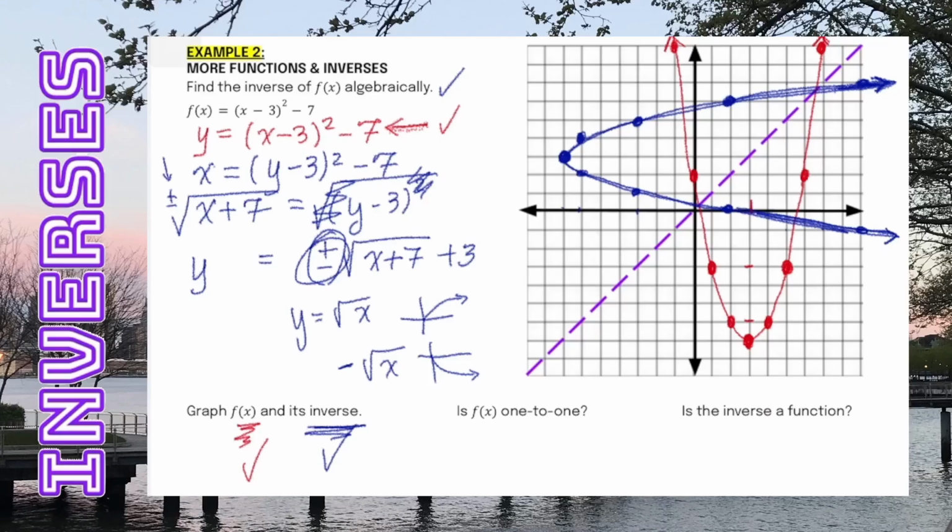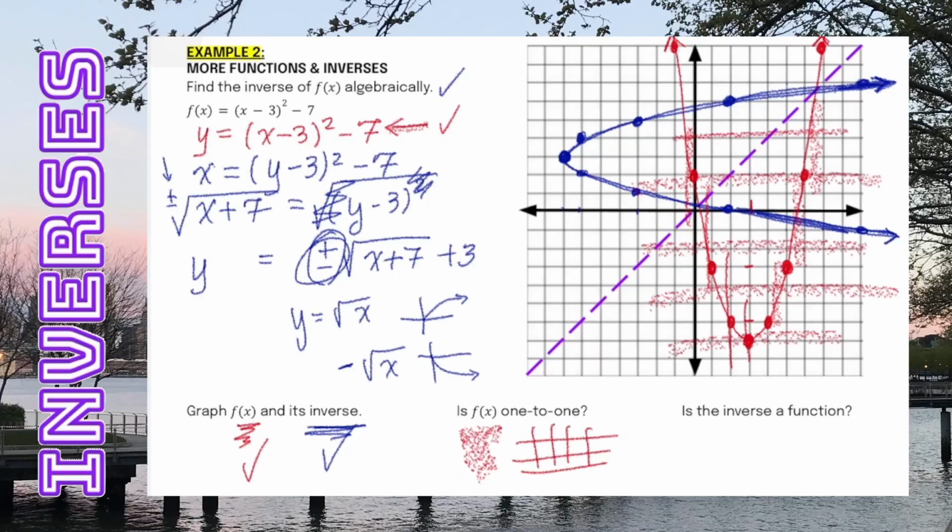All right. Is f of x 1 to 1? So f of x was the red. 1 to 1 means, does it pass the vertical line test and the horizontal line test? While it does pass the vertical line test, it fails the horizontal line test.